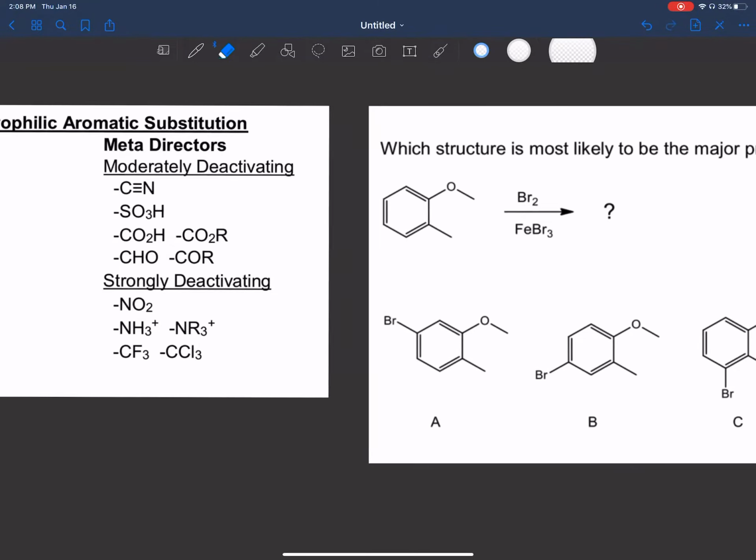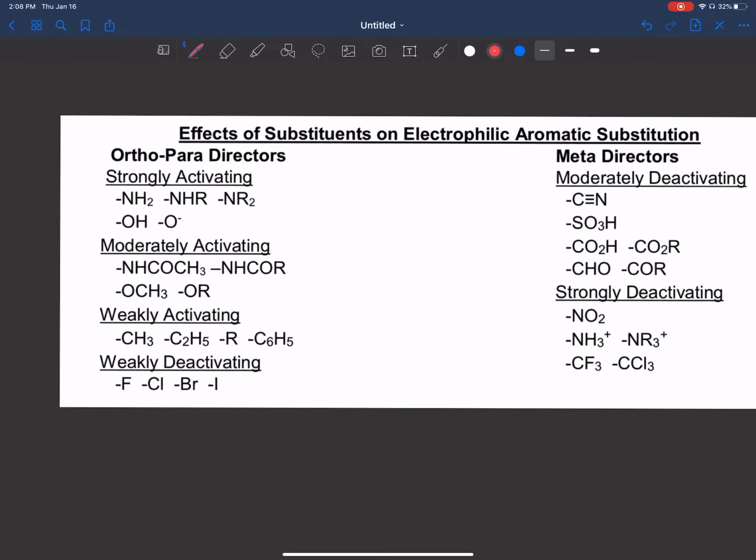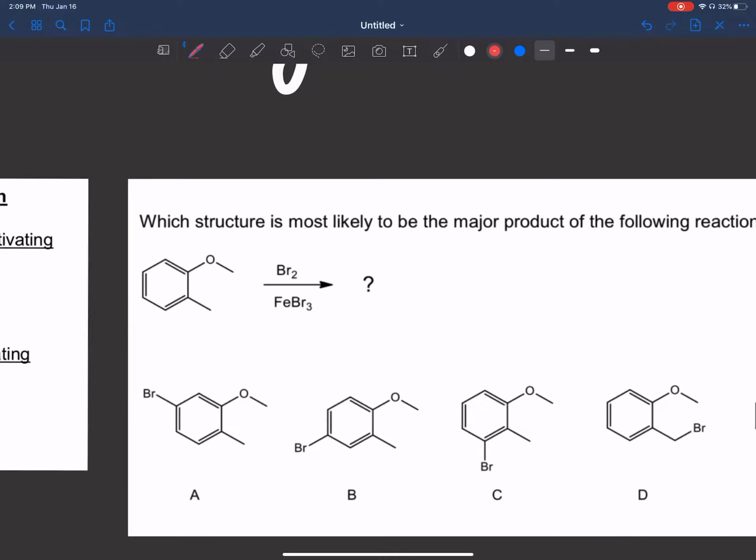So if we looked at this chart over here, they're both ortho-para directors. Here's that methyl, and here's OCH3, or OR group, doesn't really matter. So they're both activating groups, they're both ortho-para directors, but which one do we pick to use for this reaction over here? Because if I use this guy as the ortho-para director, and let's say I pick the para spot, that's here, whereas the para spot for the methyl would be here. So they don't both give the same product.